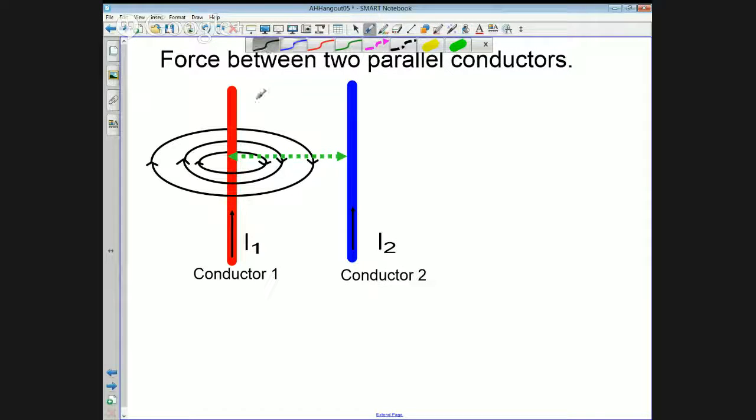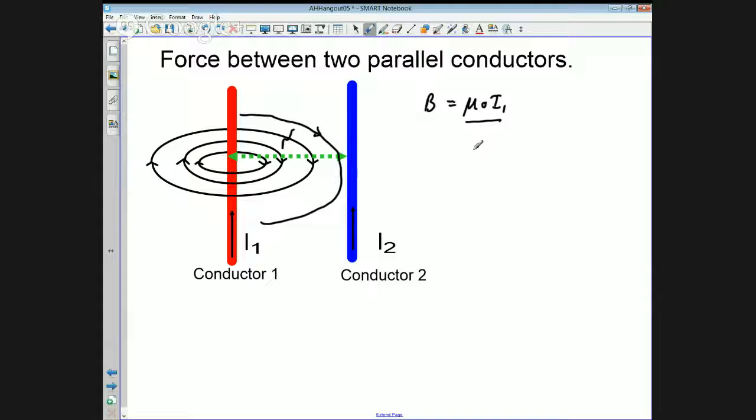So in this case, the magnetic field will be stretching well out here and starting to influence this other conductor, which the current is going to be moving up as well. Now, at a distance r away from the first conductor, the magnetic field B is given by a previous question. Mu naught I, in this case, is going to be I1, divided by 2 pi r, r being the distance away. And it's this magnetic induction field B here, which is going to influence this conductor here.